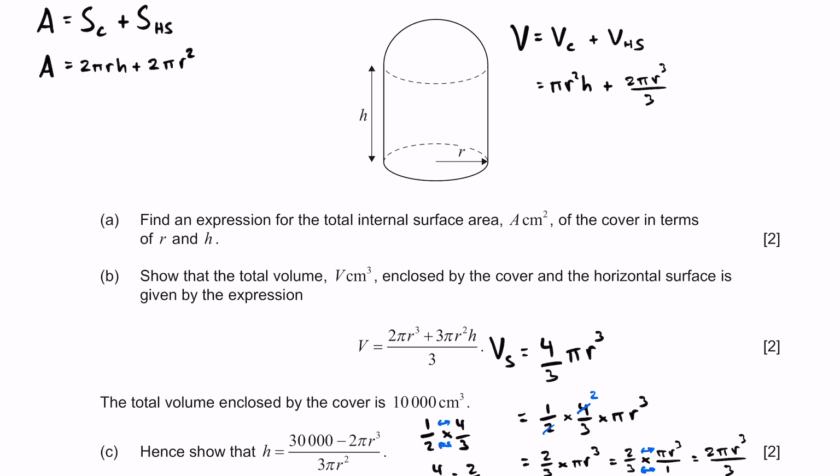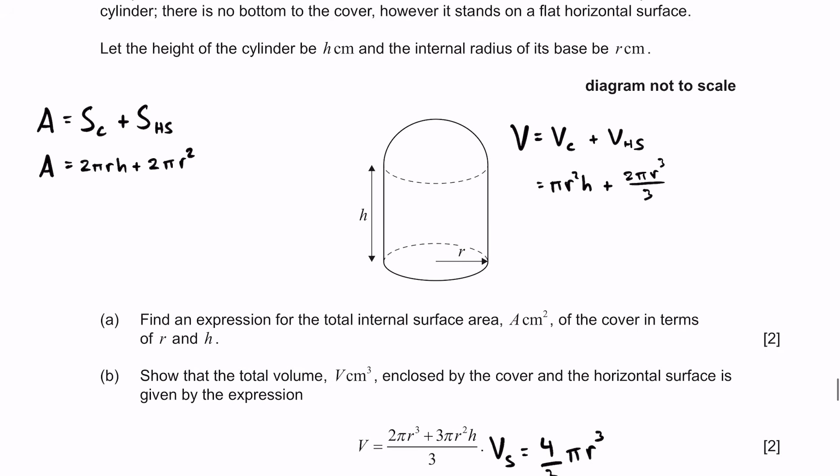So we are on our way, but we're not quite there yet. It's supposed to look like this in the end. So here's the volume of a cylinder, volume of a hemisphere. Now we need to group like terms, or essentially create a common denominator and put these all together. All right, so how can we do that?